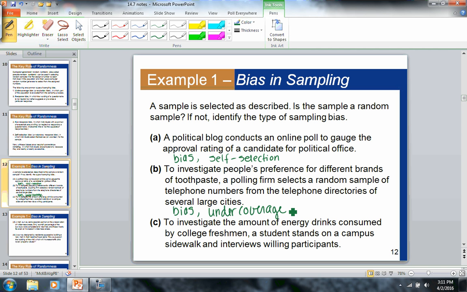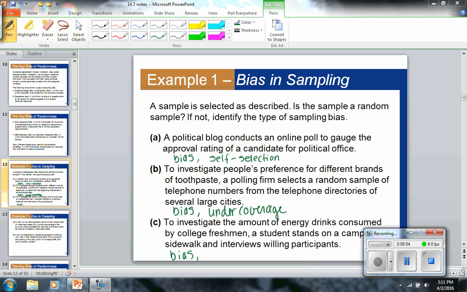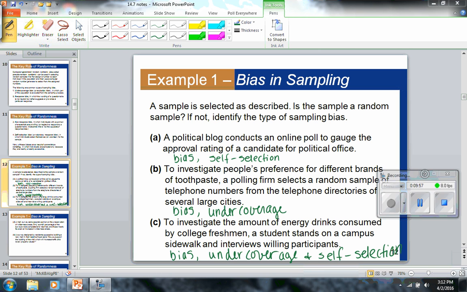Okay, part C, to investigate the amount of energy drinks consumed by college freshmen, a student stands on a campus sidewalk and interviews willing participants. So this is definitely going to be biased. This is not random. It's undercoverage because not all students would be interviewed, and it also is self-selection. It's only the people who are willing to participate. Okay, so part C is undercoverage and self-selection.